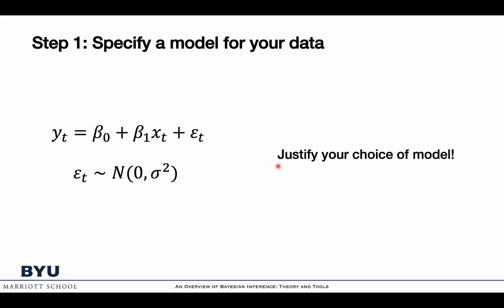And just like in frequentist inference, you have to justify the choice of your model. So what theory exists that would suggest that we need to include this covariate x sub t? Why didn't we include any time dependency? So why is y in time period t not also a function of x in time period t minus 1, or y in time period t minus 1? So justify the choice of your model the same way you would have to justify the choice of a model if you're conducting a frequentist study.